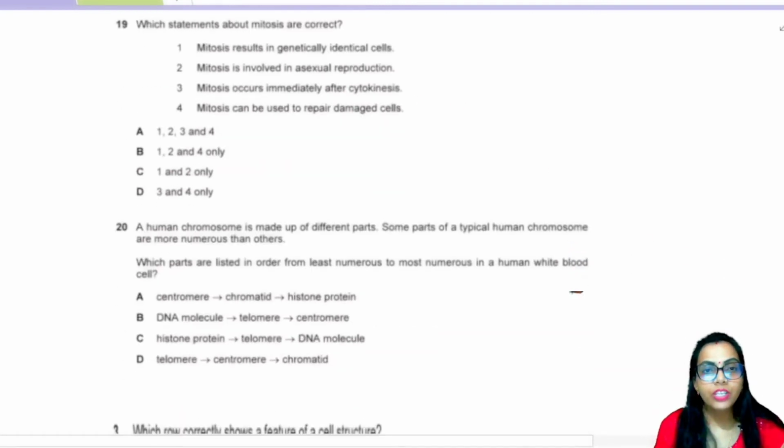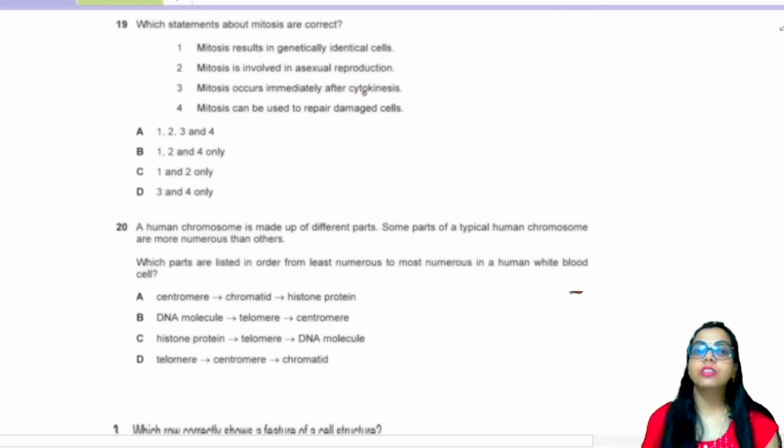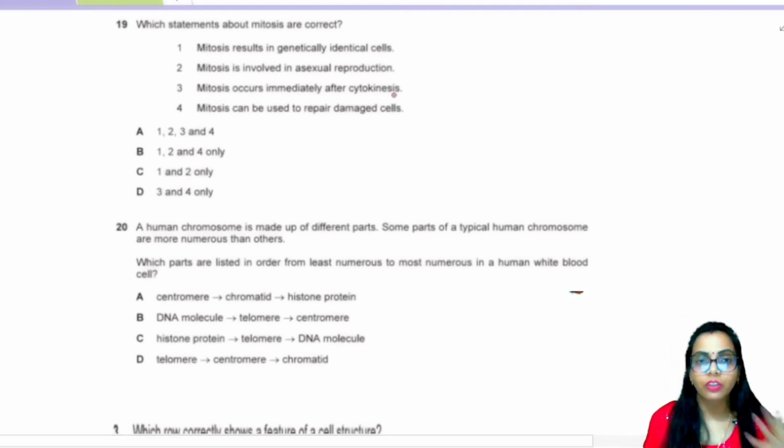Okay, now which statements about mitosis are correct? What is happening in mitosis? Mitosis results in generally identical cells? Yes. Mitosis is involved in asexual reproduction? Yes. Mitosis occurs immediately after cytokinesis?